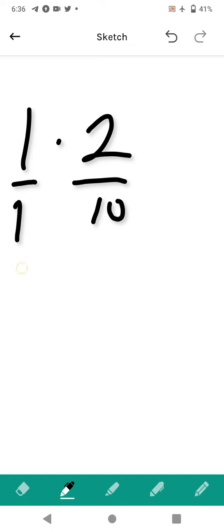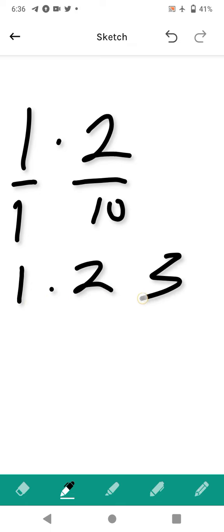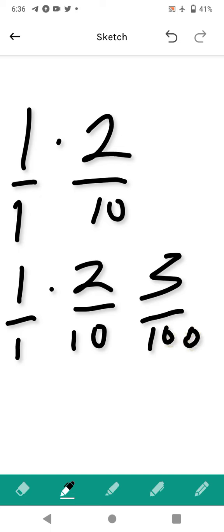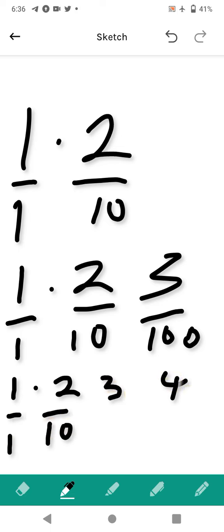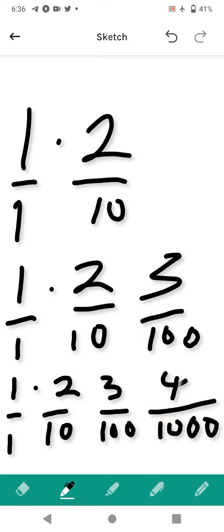For instance, if I have 1.2, like we said before, this is over 1, while this one is over 10. If I have 1.23, it's believed that this is over 1, this is over 10, while this one is increasing by 0, over 100. If I have 1.234, of course, here will be over 1, here is over 10, here is over 100, here will be over 1000. You see, the same thing if I have 1.2345, the 5 will be over 10,000. It is important to know the denominators of decimals because it will help us in converting them to fractions.